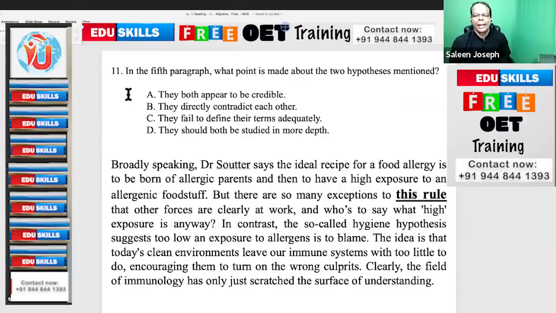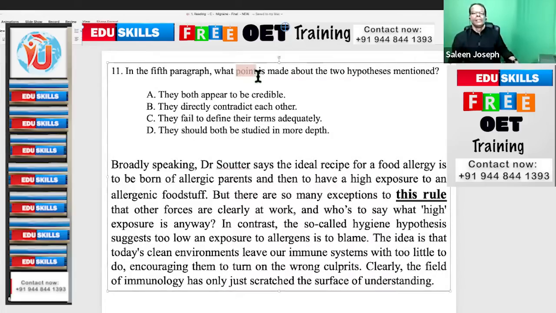So, question number 11, in the fifth paragraph. The fifth paragraph is important. If you have marked the paragraphs, immediately you jump to the fifth paragraph. Don't go to count 1, 2, 3, 4, 5 again at every instance. In the fifth paragraph, what point is made about the two hypotheses mentioned? First, you have to find out what are the two hypotheses mentioned. How will you find out?